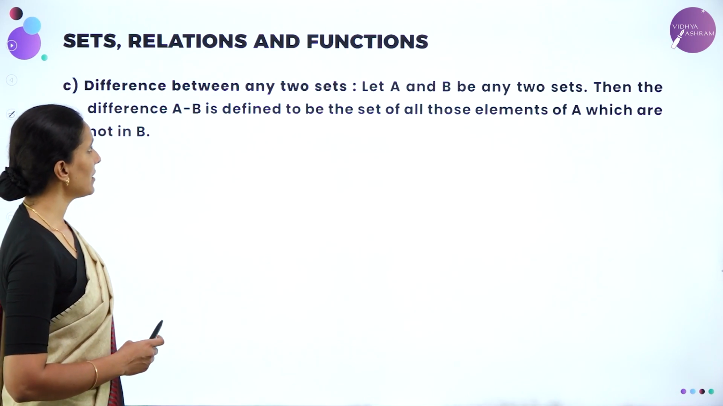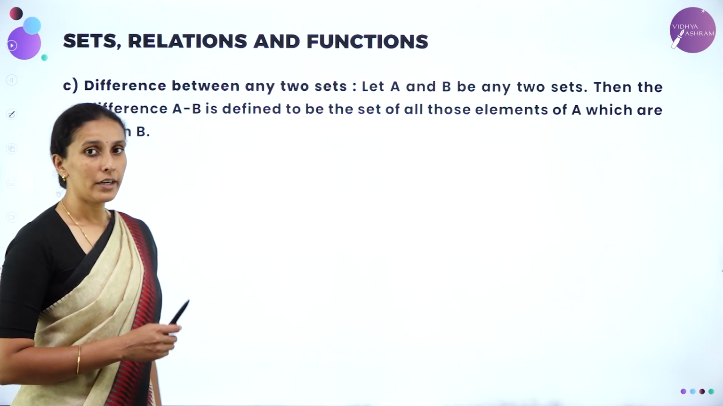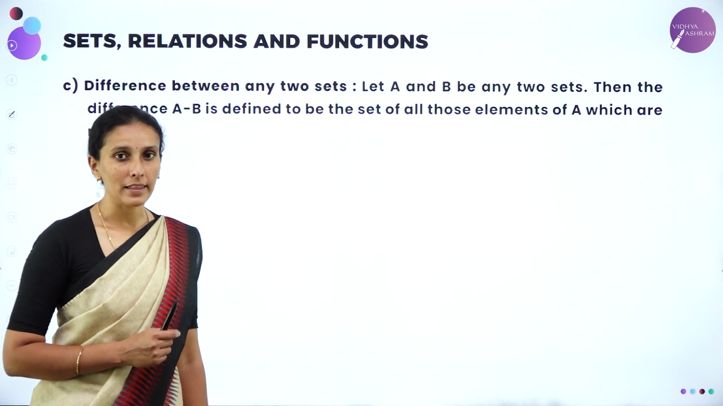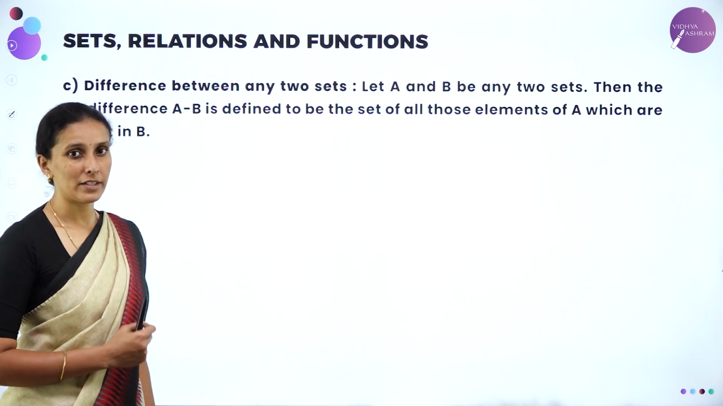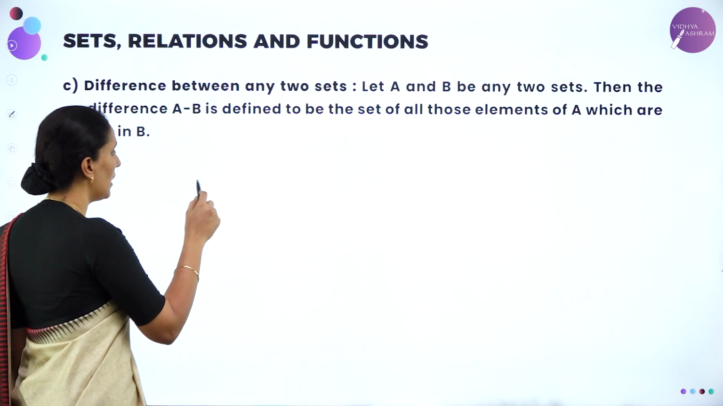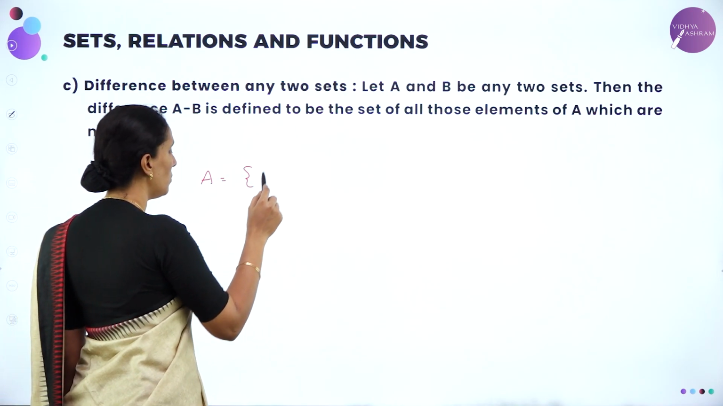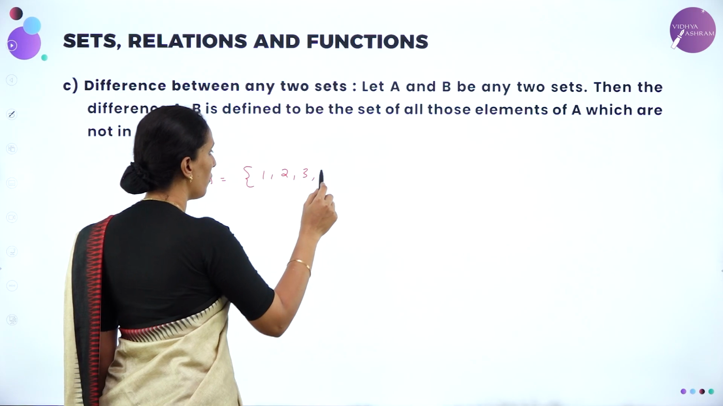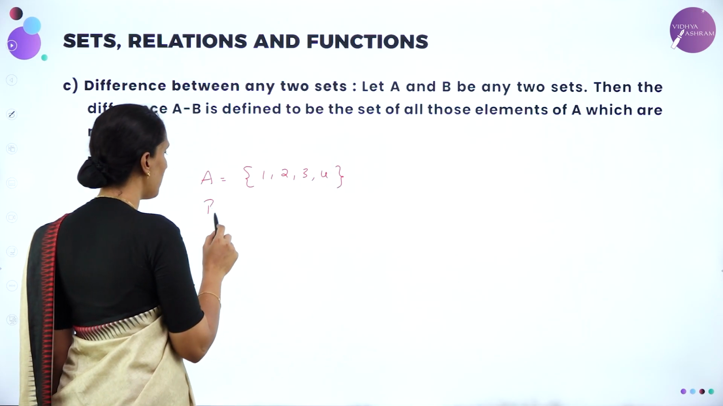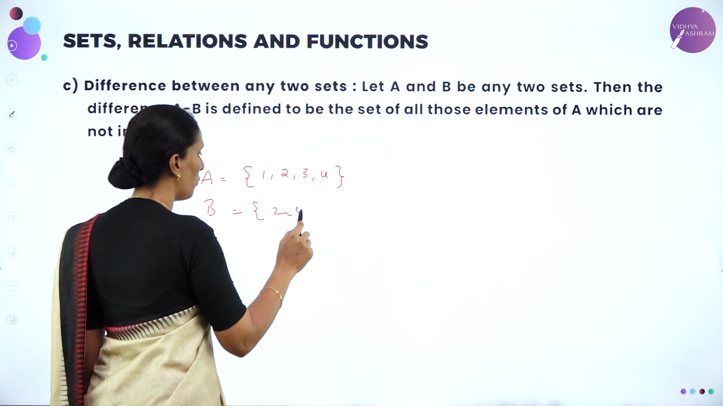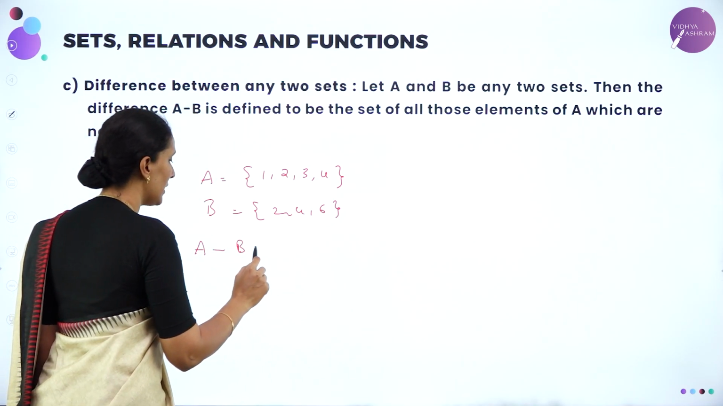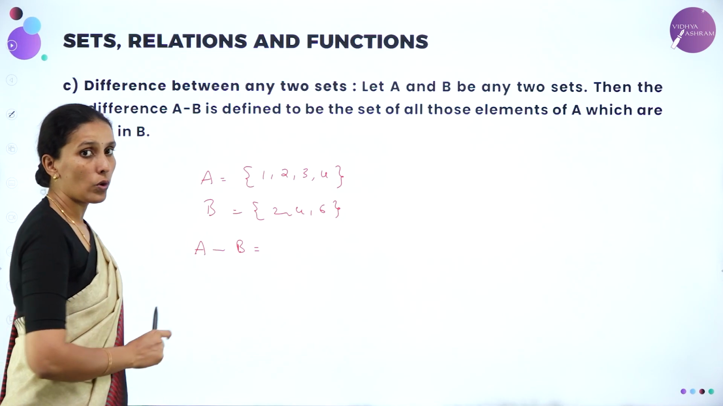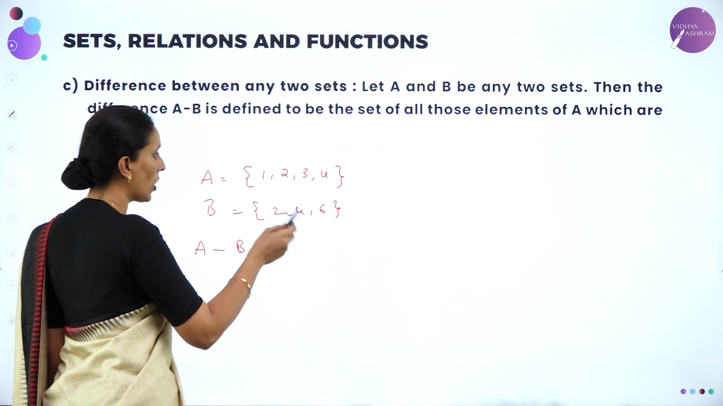Next is difference between any two sets. The difference between any two sets is nothing but the elements which are present only in the respective set. For example, let me take A is equal to {1, 2, 3, 4} and let me take B is equal to {2, 4, 6}. So A minus B is nothing but elements only in A. That means it is not in B.